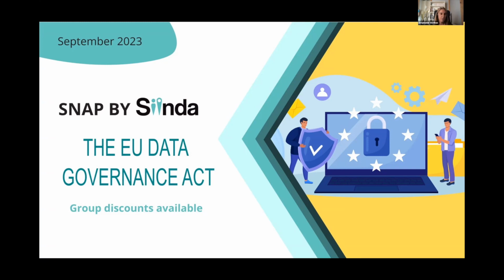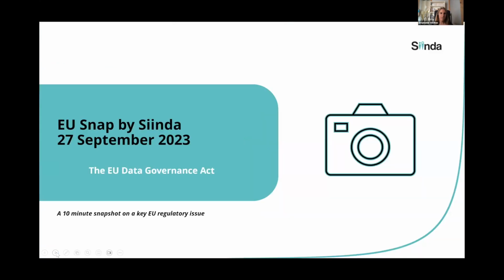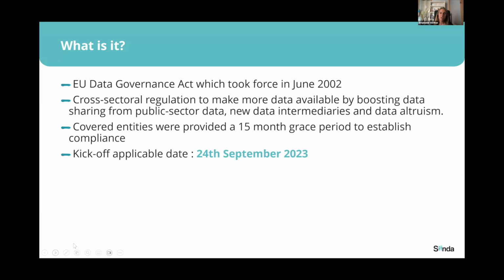So today we're going to do again a regulatory point, because we're going to talk about the EU Data Governance Act. So what does it mean? Well, the EU Data Governance Act has been adopted at the end of June 2022, and it's a cross-sectoral regulation which aims at making more data available by boosting data sharing from public sector data, new data intermediaries, and data altruism. Sorry, it's 2022, not 2002, obviously.